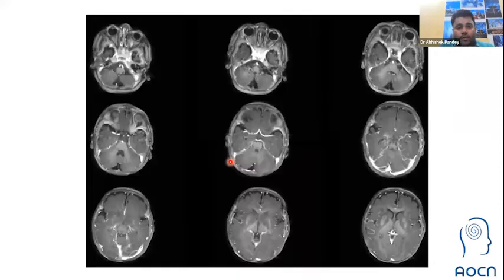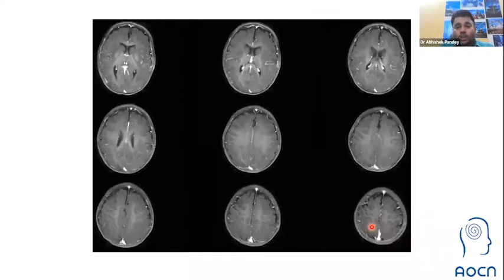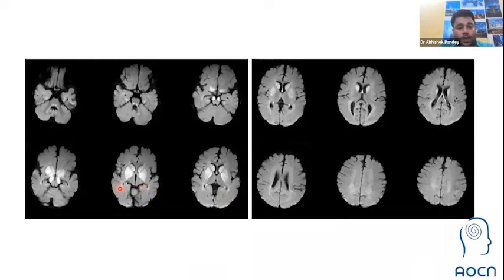So in the T1 axial contrast, there is no such contrast enhancement. However, in the diffusion restriction image, there is a high signal intensity.